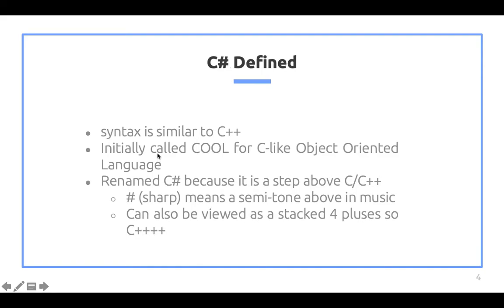C Sharp was also initially called COOL, for C-like object-oriented language, but it was renamed C Sharp because it is a step above C or C++. Sharp means a semitone above in music, and it can also be viewed as four pluses stacked together. So we have C++++.